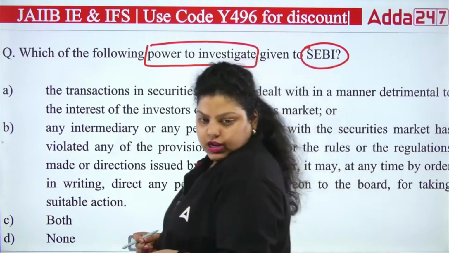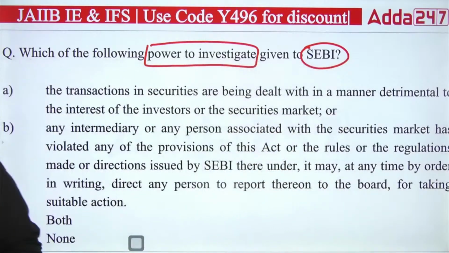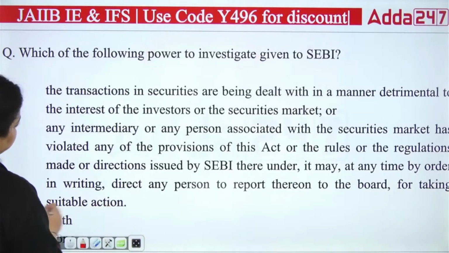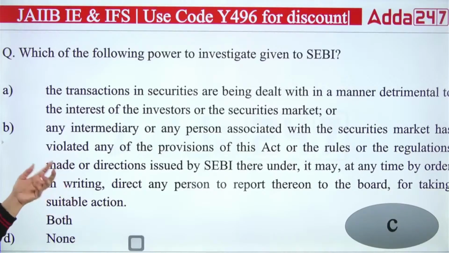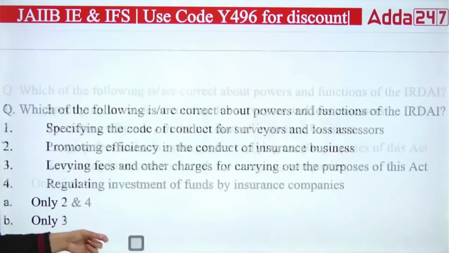Okay, the option I am getting here is C. That is very much correct. Both are the powers with SEBI to investigate the situation. The transactions which are happening, and the second, the intermediary or person associated with the security market, can also be investigated. So right answer is C. Both are correct. Next.